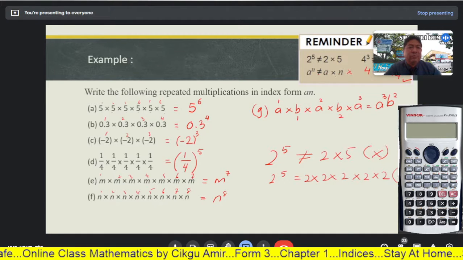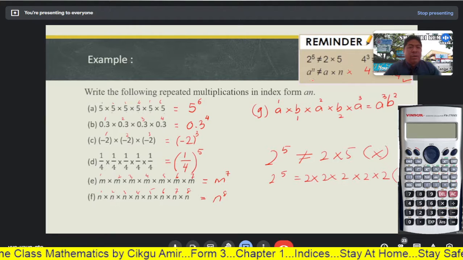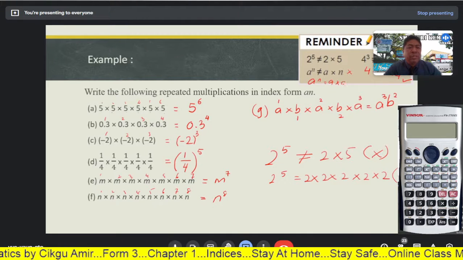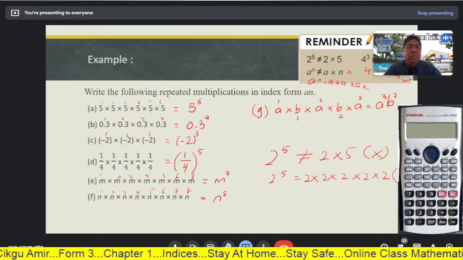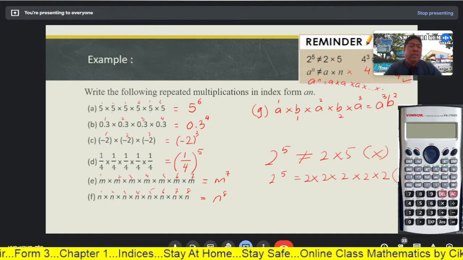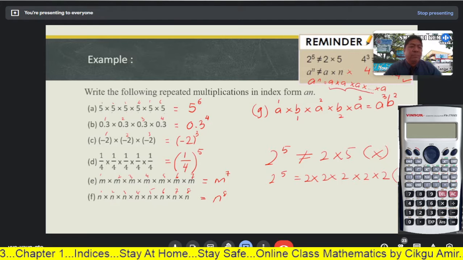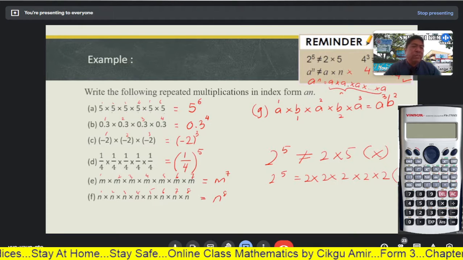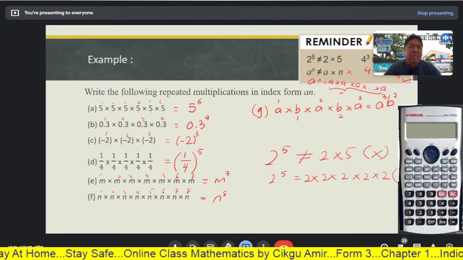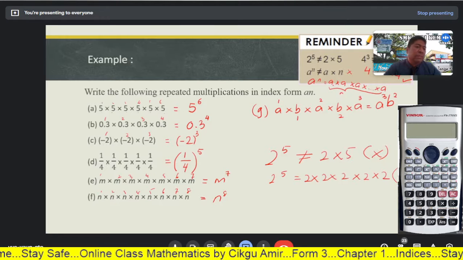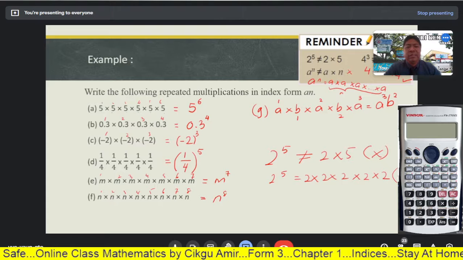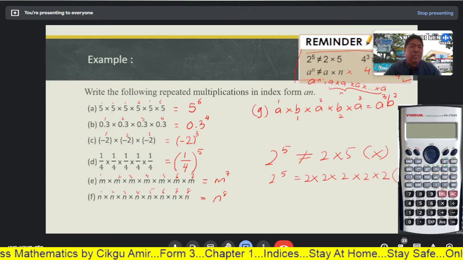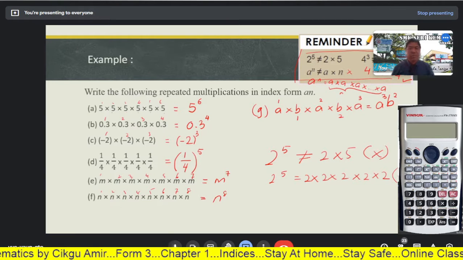Okay, this is not equal. A to the power of n is a multiplied by a multiplied by a, until n times. How many times? N times. If n is 10, then a is multiplied 10 times. If n is 9, then a is multiplied 9 times. So please remember this. This is not equal. Okay, the next question.